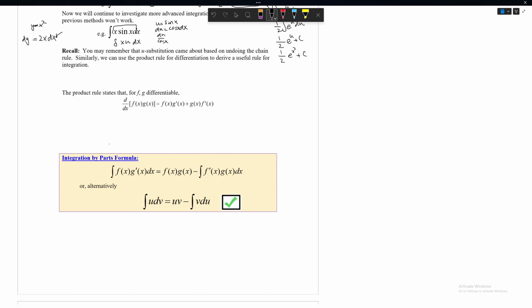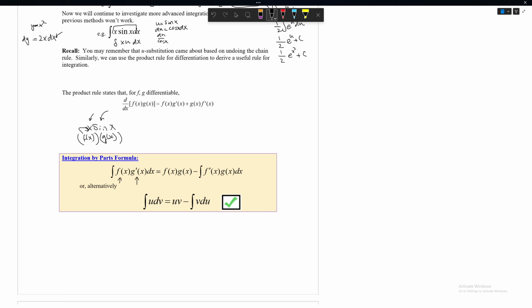And so what does this say? It says that your function f of x times your g of x, g derivative of x. So you know how we said this is x sine x? This is one function multiplying the other. So you can assume this is your f of x, and this is your g of x.